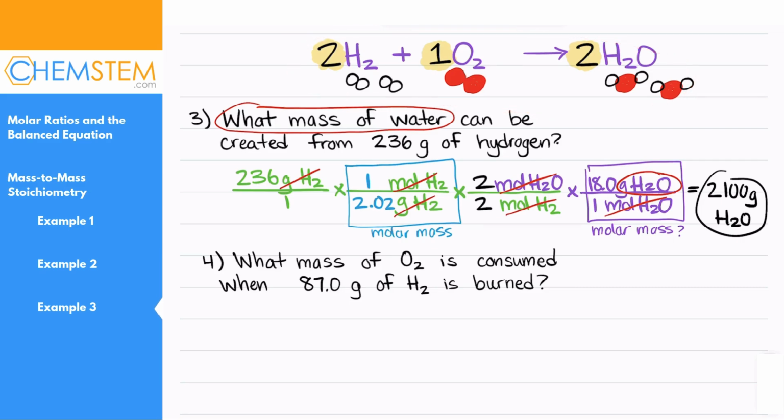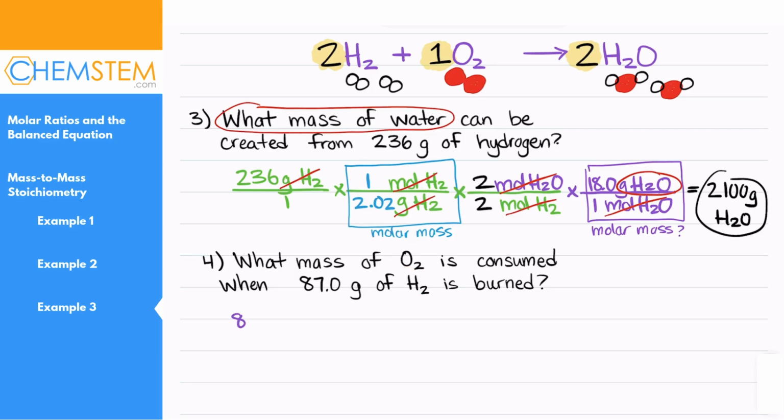And let's do one more. What mass of oxygen is consumed when 87 grams of hydrogen is burned? So again, the word water isn't even mentioned in this problem, but just naturally, when you burn hydrogen in the presence of oxygen, it will make water, but we don't need to actually use water in our math here. We're only going to concern ourselves with H2 and O2. So let's jump into it.